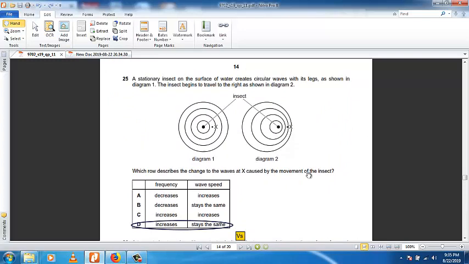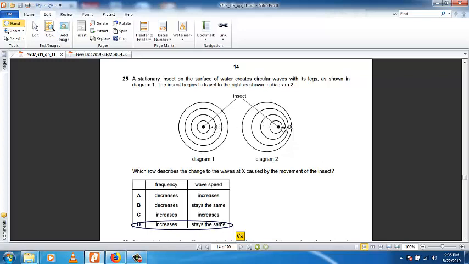Question 25 says that a stationary insect on the surface of water creates circular waves with its legs as shown in diagram 1. The insect begins to travel to the right as shown in diagram 2. Which would describe the changes to the wave at X caused by the movement of the insect: frequency and wave speed? So first you have to know that from diagram 1 to diagram 2, the distance between the waves is the wavelength. We have to identify that.